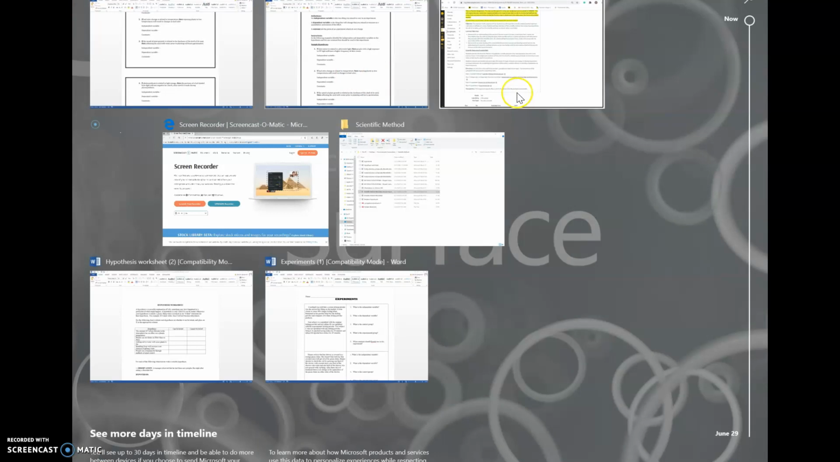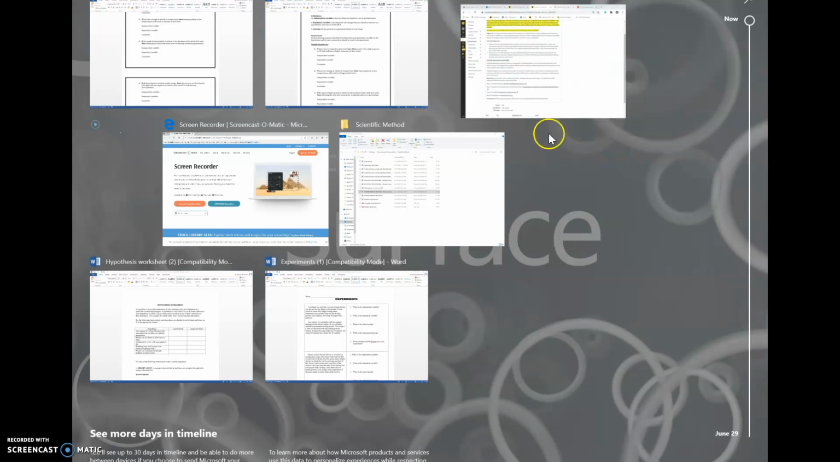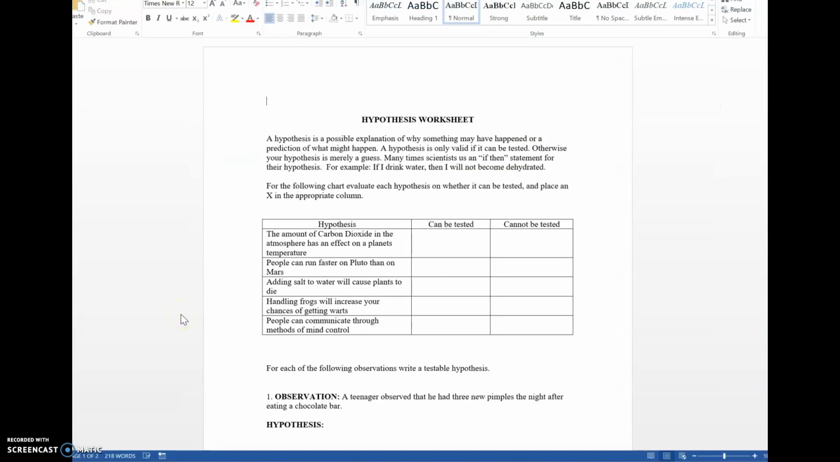So we're going to look at the next step. So here we go. Here's the hypothesis worksheet, which is step 3 in the assignment. A hypothesis is a possible explanation of why something may have happened or a prediction of what might happen. A hypothesis is only valid if it can be tested. Otherwise, your hypothesis is merely a guess. Many times scientists use if-then statements for their hypothesis. For example, if I drink water, then I will not become dehydrated.